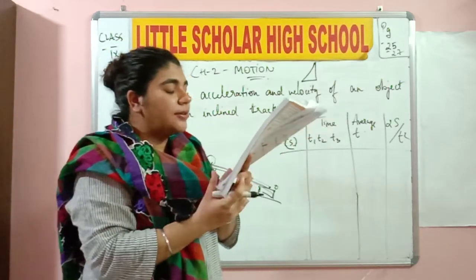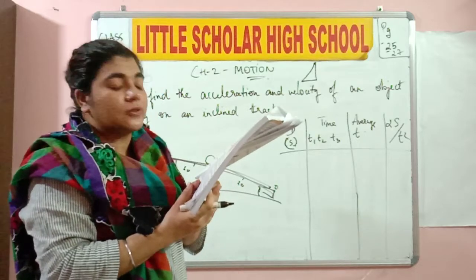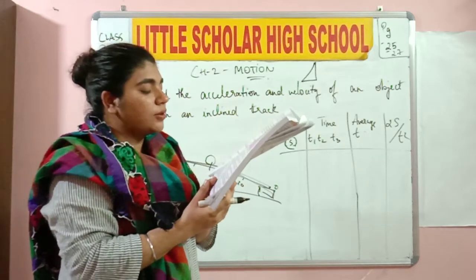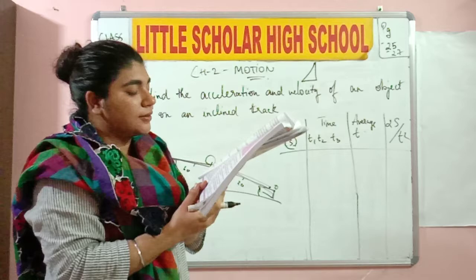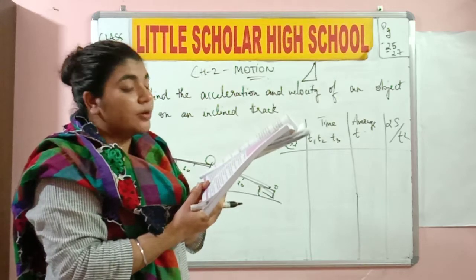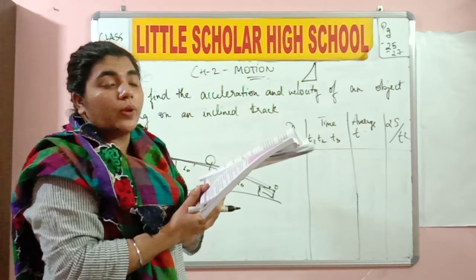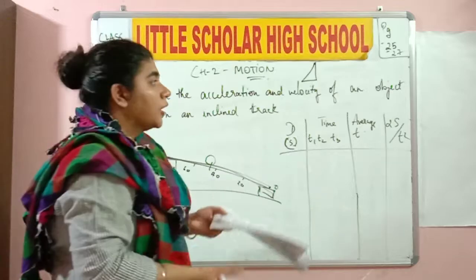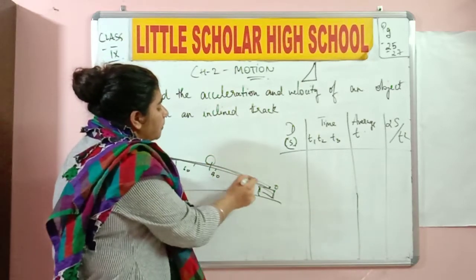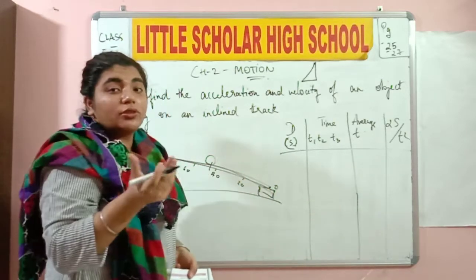Start the digital clock when the marble is released. It moves down on the track and strikes the steel plate. Stop the digital clock when a sound is produced. When is a sound going to be produced? When the marble rolls down the plane and reaches the steel plate.